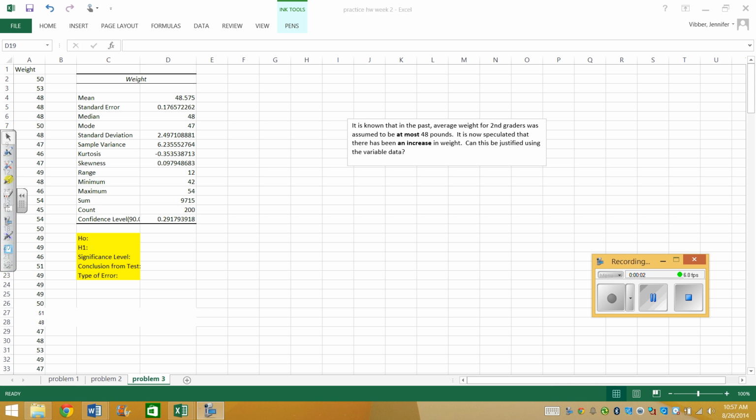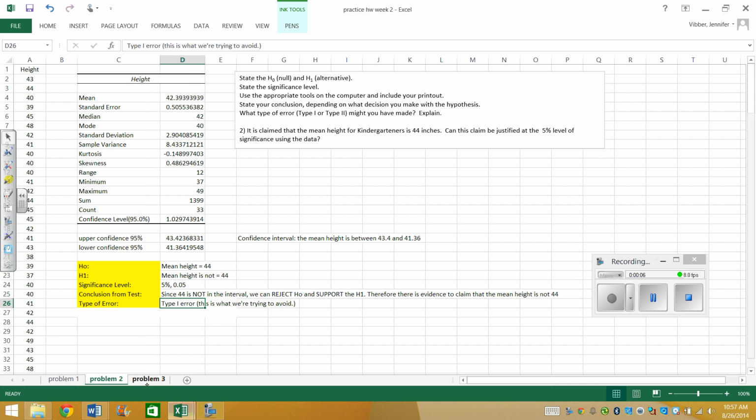All right, last but not least, question 3. The only difference between question 2 and question 3 is that question 2 was a two-tailed test. And the way we knew that is our null hypothesis was that we were told that the mean height was 44, and we think that it's not 44.